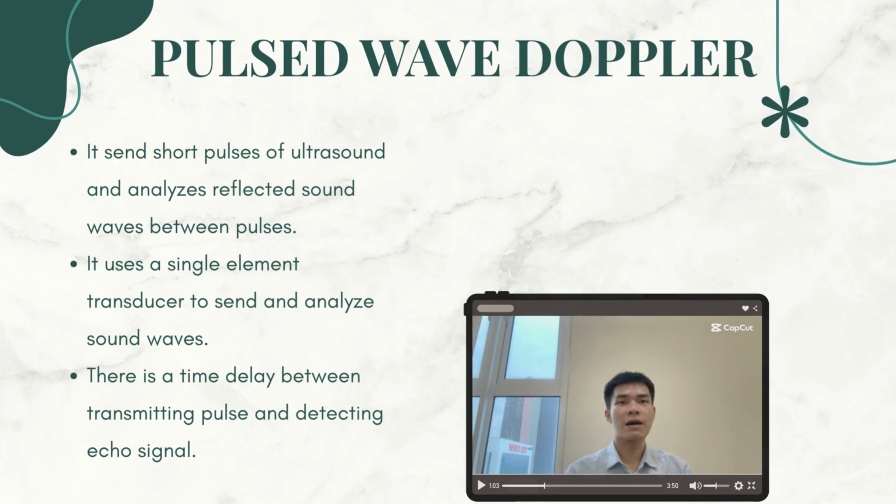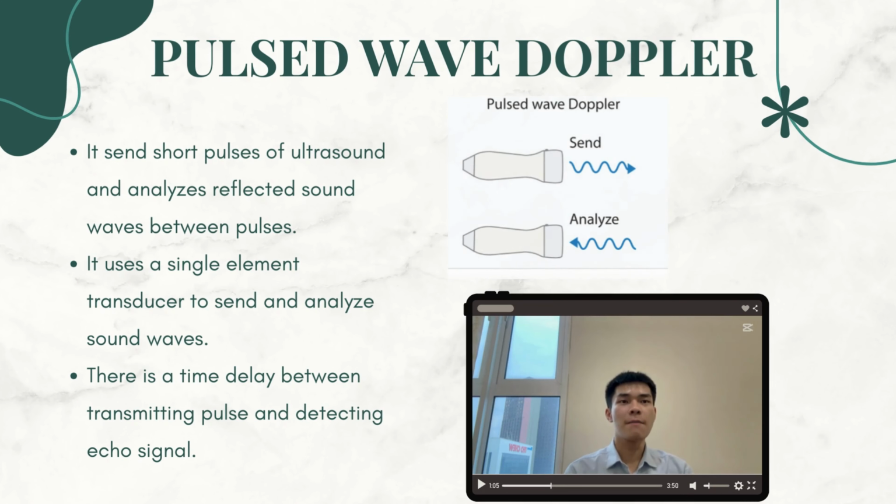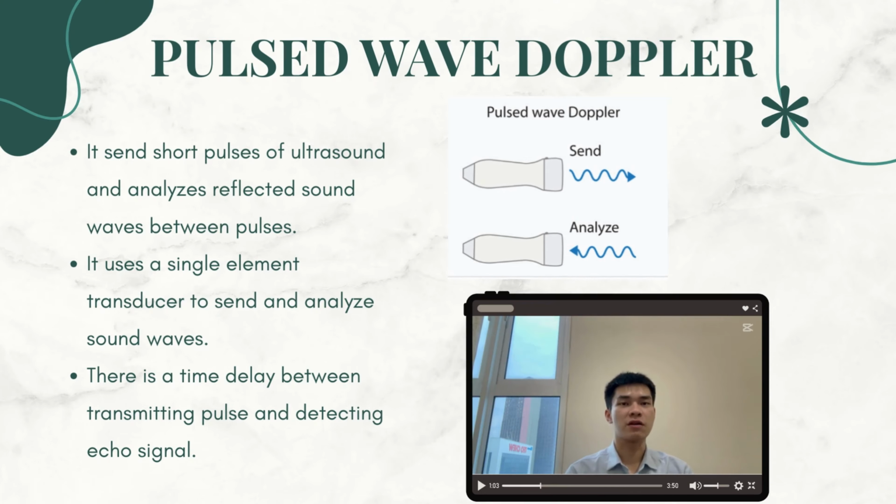Now I'm going to talk about how pulse wave Doppler functions. Pulse wave Doppler sends short pulses of ultrasound and analyzes the reflected sound wave between pulses. It uses a single element transducer, which is the same piezoelectric crystal, to send and analyze the sound wave reflected from a specific location. There is a time delay between the transmitting pulse and detecting echo signal that correlates the distance of the reflecting object from the transducer.